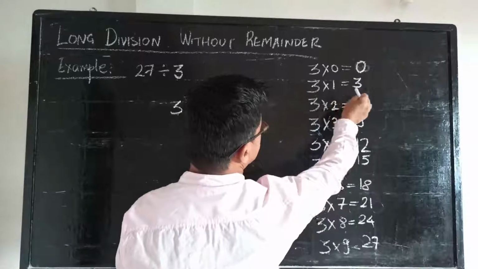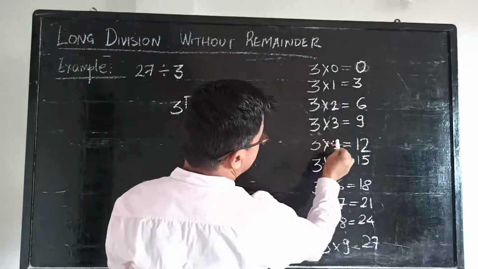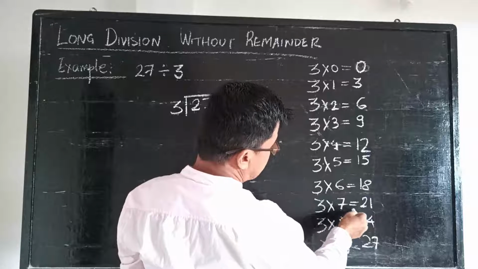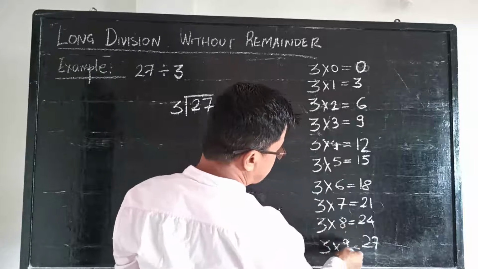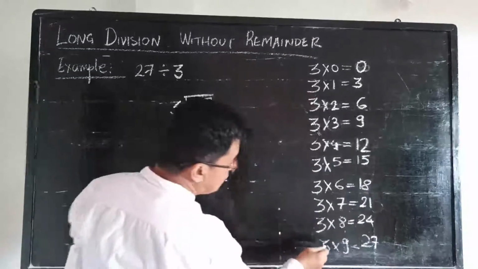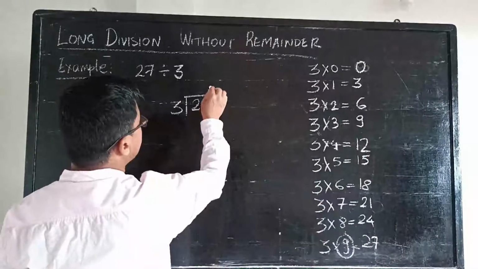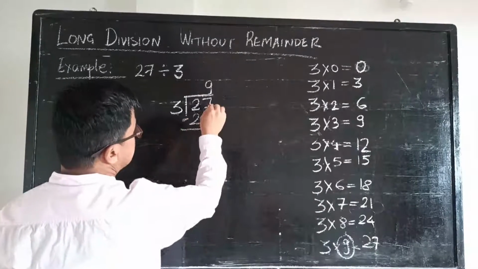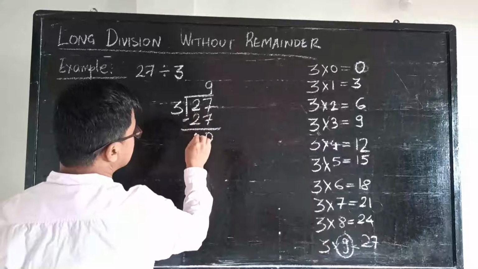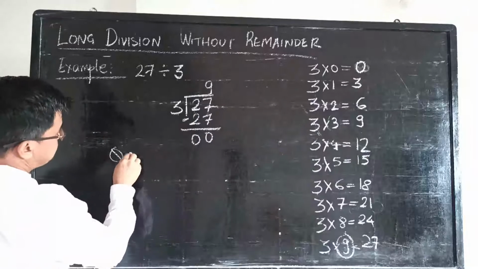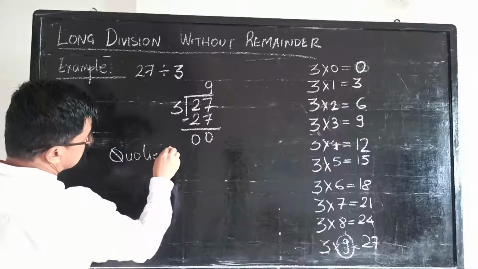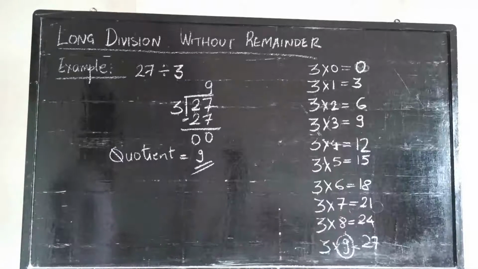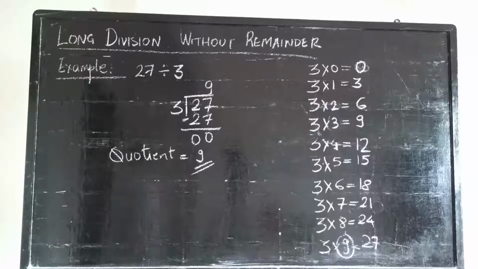3 zeros are 0, 3 ones are 3, 3 twos are 6, 3 threes are 9, 3 fours are 12, 3 fives are 15, 3 sixes are 18, 3 sevens are 21, 3 eights are 24, 3 nines are 27. 3 nines are 27. Now 7 minus 7, 0. 2 minus 2, 0. So the quotient is equal to 9. So I hope you understood long division without remainder.